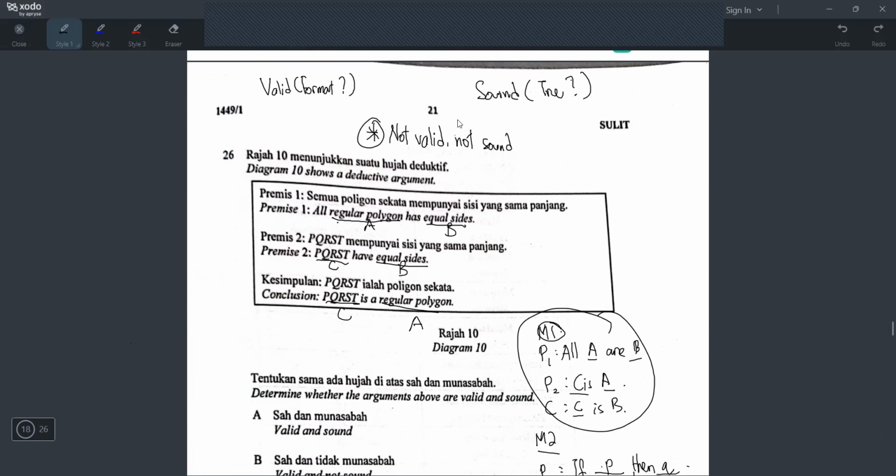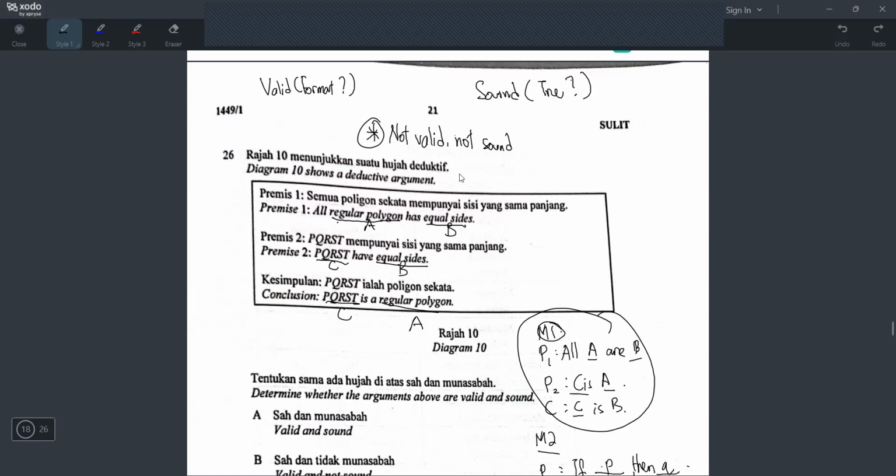I want to add a bit. For sound or not sound, you check whether they are true or false. Let's say one of the premises is false, then we say not sound. But if all are true, then only it is sound. But if it's not valid, you don't have to check already. If not valid, it will automatically be not sound.